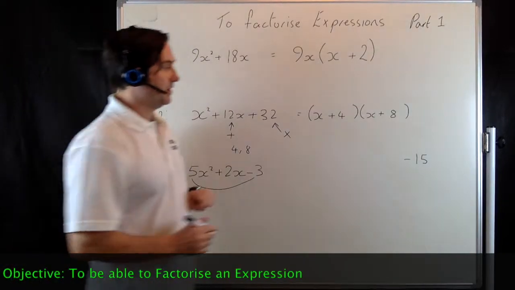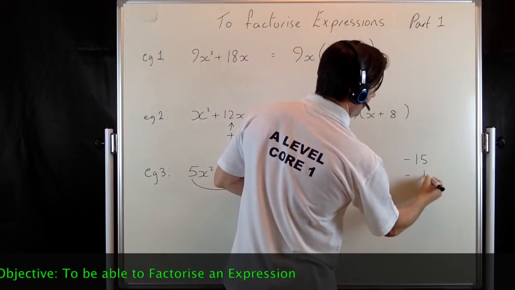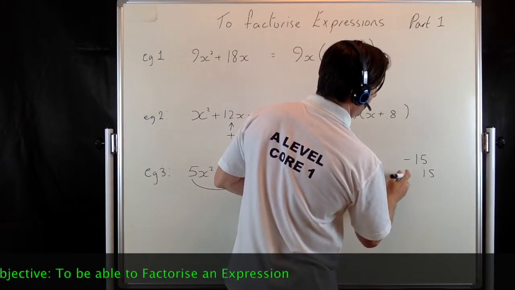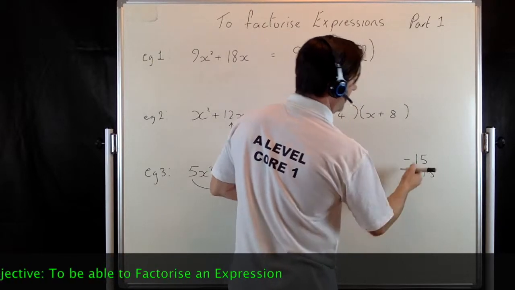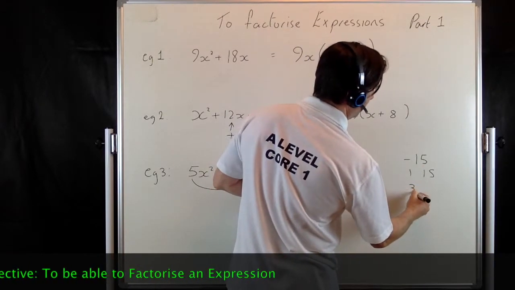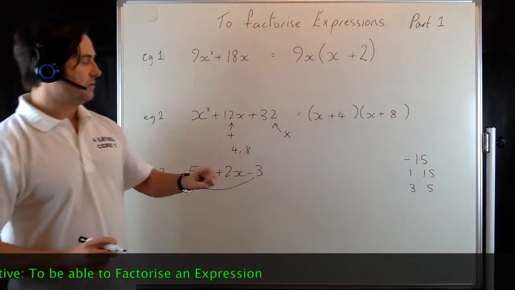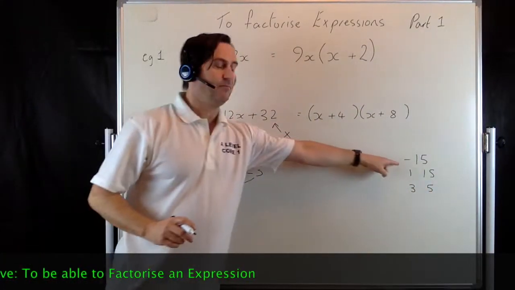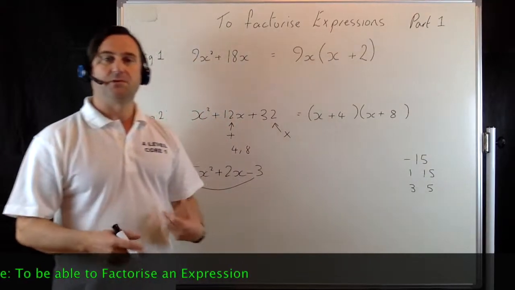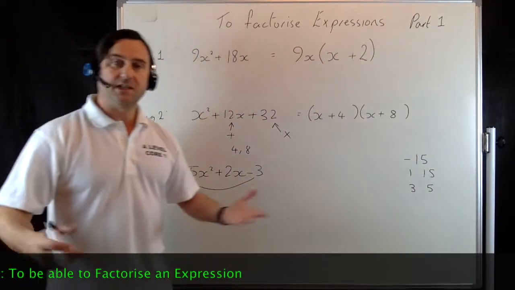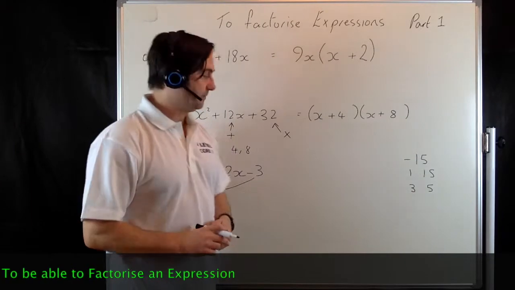So let's look at our combinations. We could have 1 and 15. We can have 3 and 5. But of course, to multiply to give a negative number, one needs to be positive, one needs to be negative. So we need to look at the different combinations here.